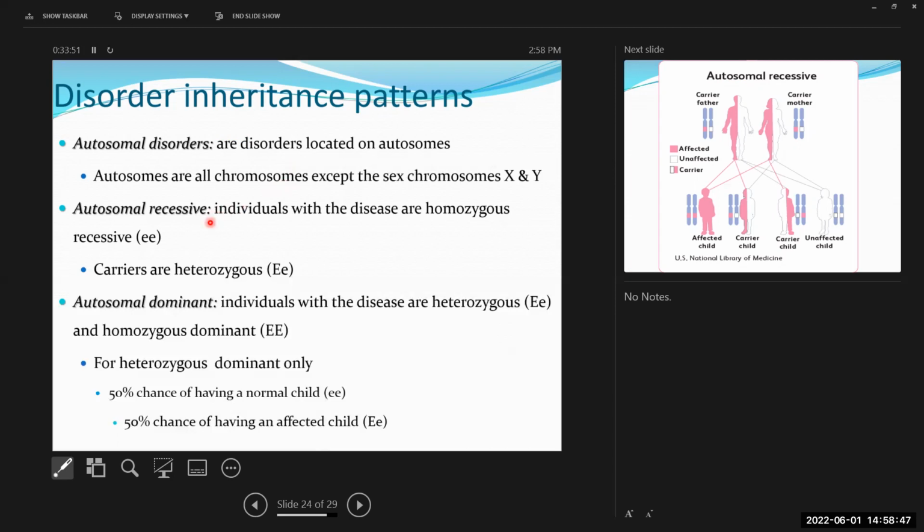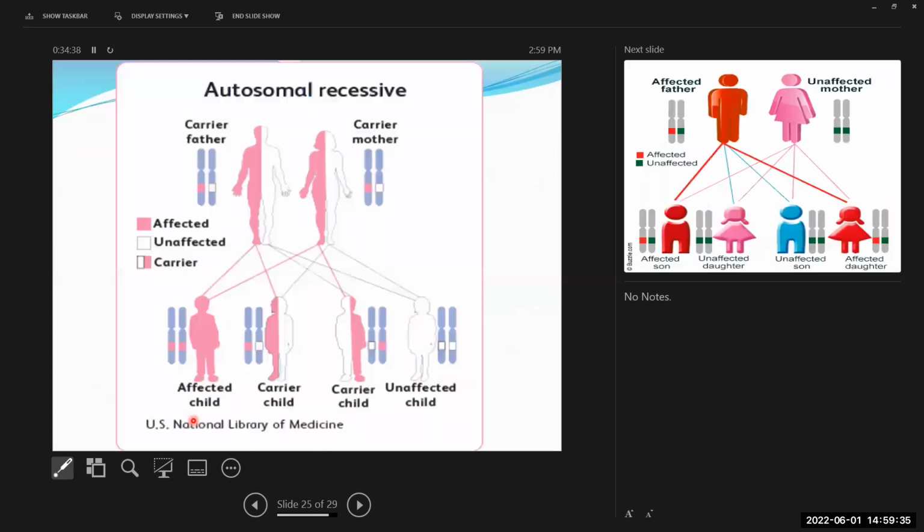In autosomal recessive, individuals with the disease are homozygous recessive. They both inherit each of the alternate forms of the gene from a parent, and the carriers are heterozygous. This one is a little different to Mendelian inheritance. When we look at the autosomal dominant, individuals with the disease are heterozygous and homozygous dominant. For the heterozygous dominant only, there's a 50% chance of having a normal child and a 50% chance of having an affected child. Let's look at that diagrammatically.